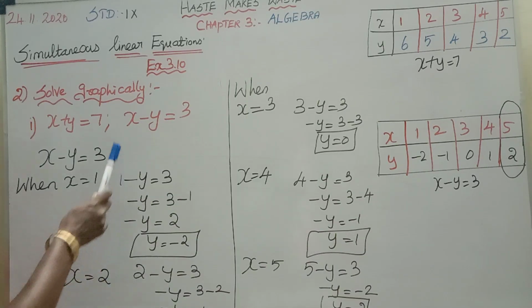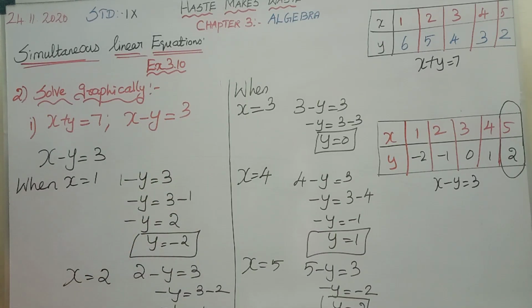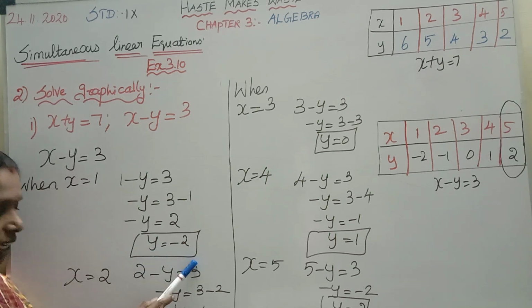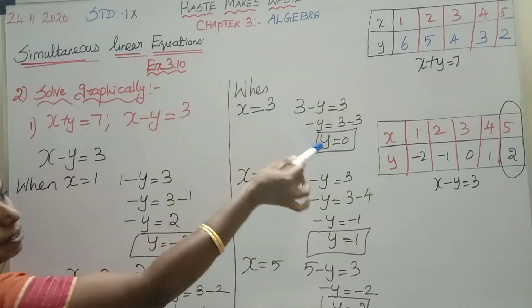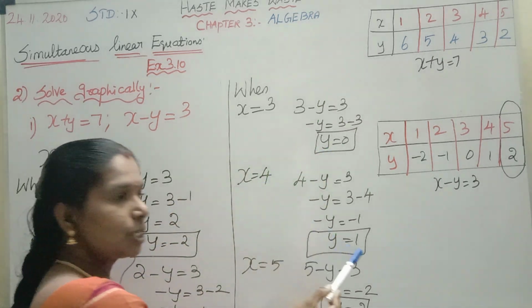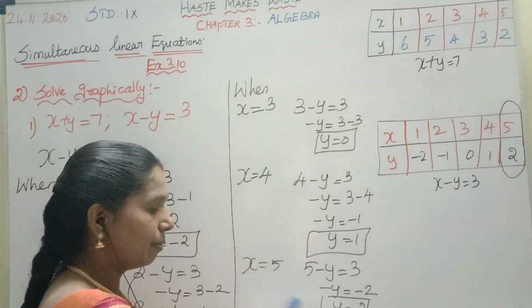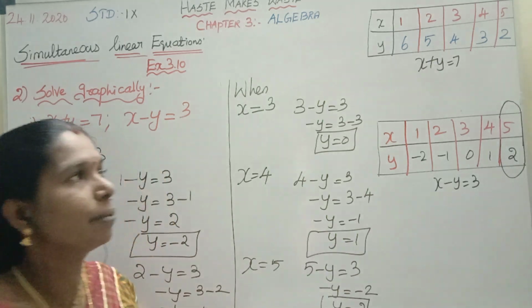Okay, now I have done x minus y equal to 3. And here I have substituted the values. X is equal to 1 means y equal to minus 2. X is equal to 2 means y equal to minus 1. X is equal to 3 means y equal to 0. X is equal to 4 means y equal to 1. And x is equal to 5 means I am getting the value y equal to 2. Now you make the table.